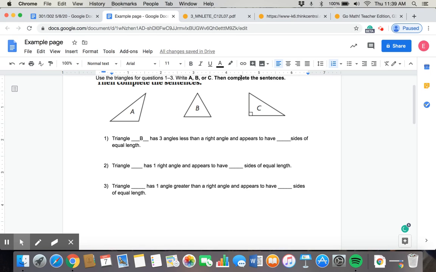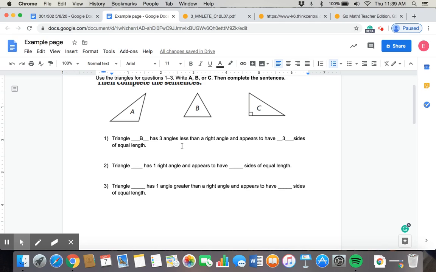Now I need to complete the sentence. So I'll read it again. Triangle B has 3 angles less than a right angle and appears to have blank sides of equal length. So I need to look back at triangle B and look at how many sides are equal length. If I look at this triangle, I can see that all 3 sides appear to be the same length. So I will write 3. Now when I read my sentence, it should read, triangle B has 3 angles less than a right angle and appears to have 3 sides of equal length. Alright, so I did question 1.